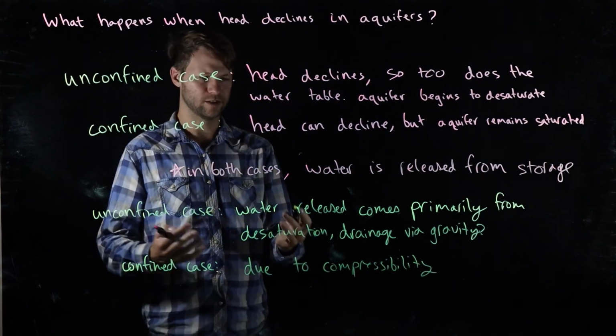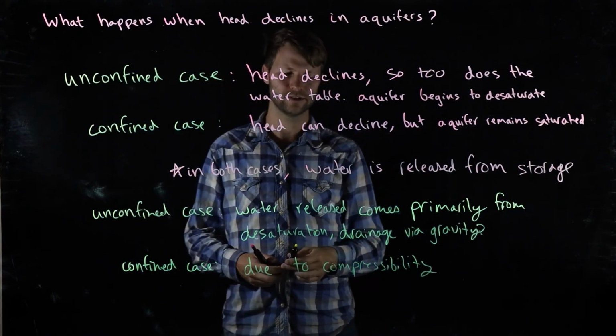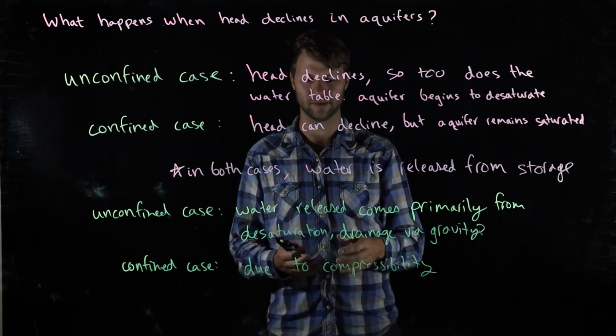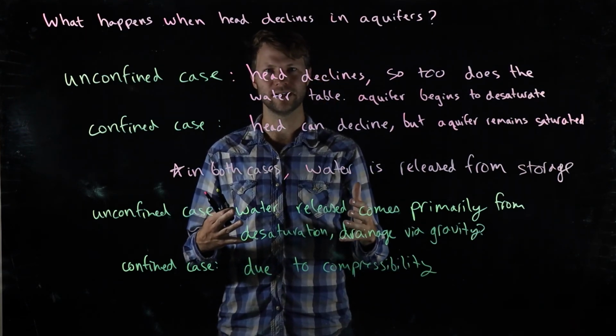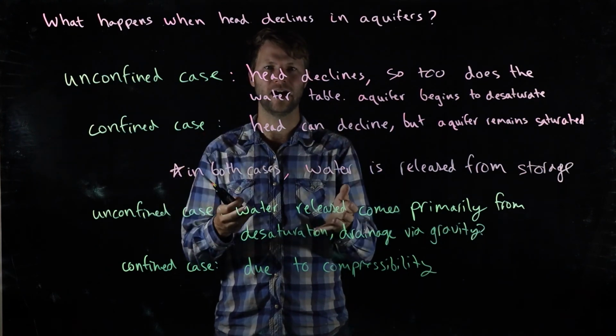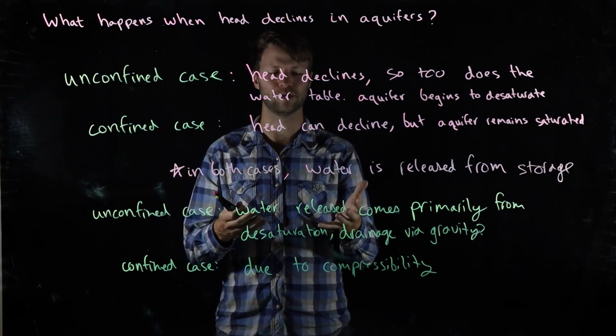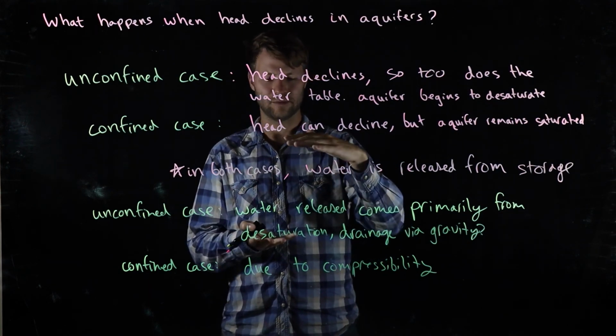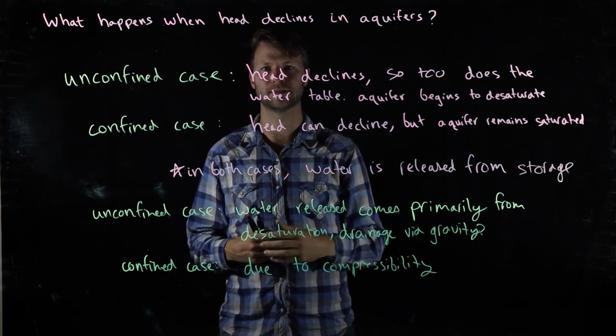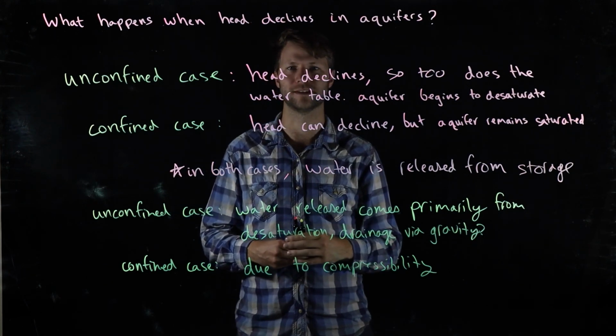And so the drop of pressure associated with the head drop is causing the water itself to expand a little bit, but it's also impacting the aquifer itself, the solid portion of the aquifer, and causing the grains to realign. And when that happens, water can be expelled from storage, as we will explore in the next videos.